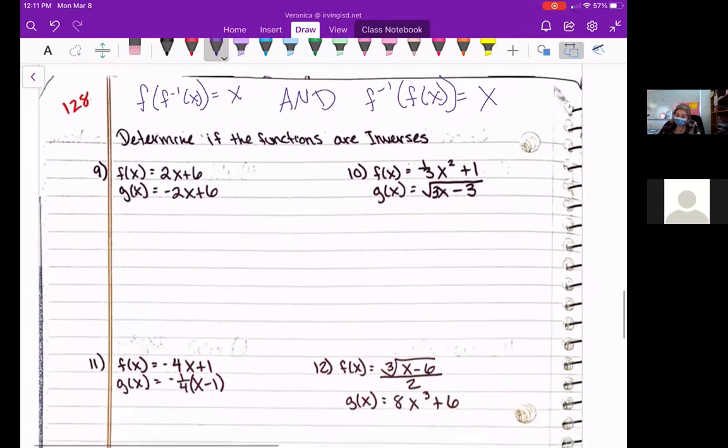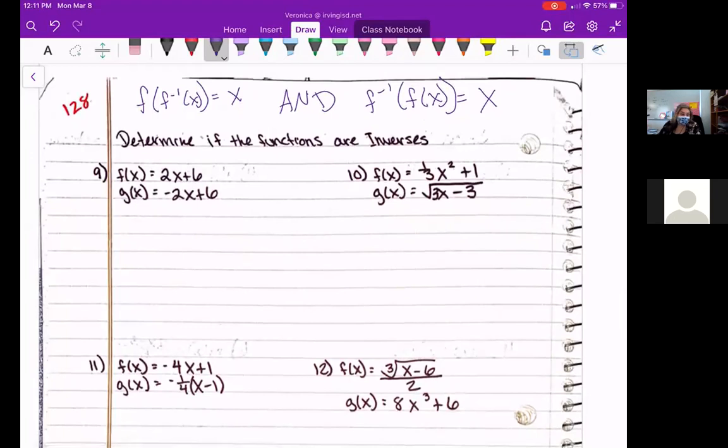So for number 9, you can see that we have f of x and g of x, right? So in order for this to be true, I need to do both. So we're going to grab, what color should I do this in? Let's do pink. So I need to show that f of g of x equals x, and I need to show that g of f of x equals x. That's what we need to show.